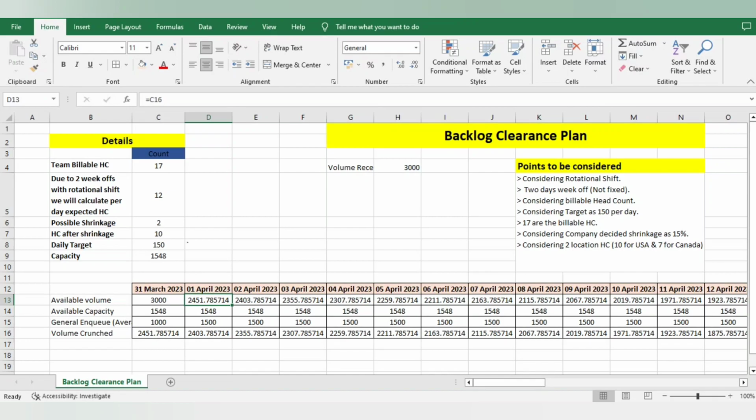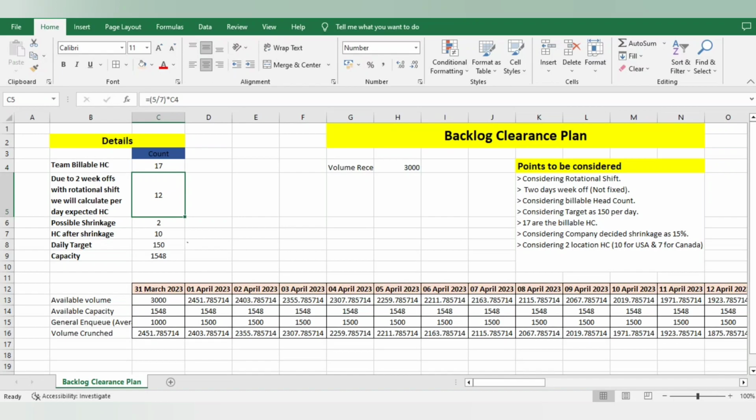So guys, consider this is a backlog clearance plan for the chat process, wherein I have 17 billable headcount. I believe you guys know what is billable headcount. Billable means what we have committed to the client, like how many employees will be working on that particular queue. Now, we are working with 2 week offs, which means 5 days working, and those week offs are rotational. If the week offs are rotational, we need to align employees in such a way that a minimum number of employees should be rostered. How can we do that?